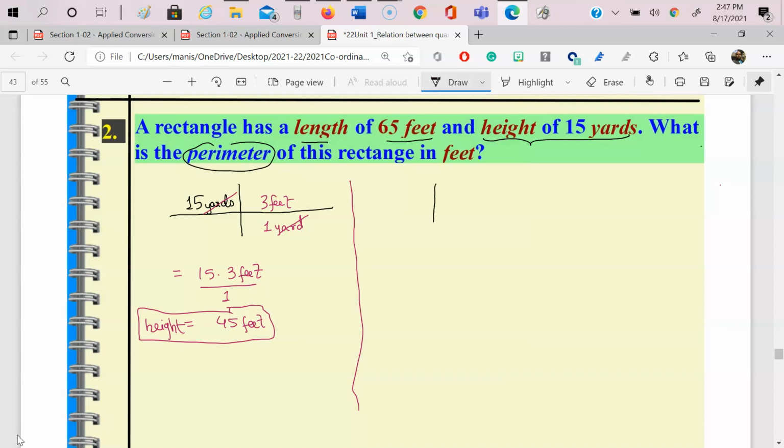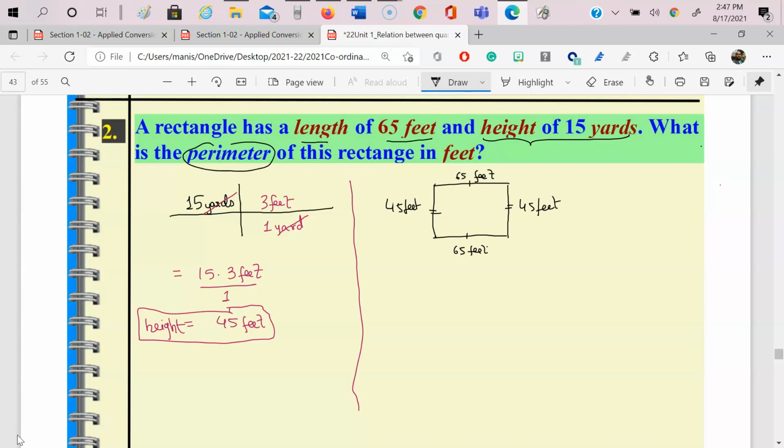So I will draw a rectangle over here. Okay, so I've drawn a rectangle over here, length of 65 feet. So this is my 65 feet. As you know, opposite sides of this rectangle are equal, so this will be 65 feet, and these two sides are equal over here. So if this is 45 feet, what the other side will be? This will be also 45 feet.